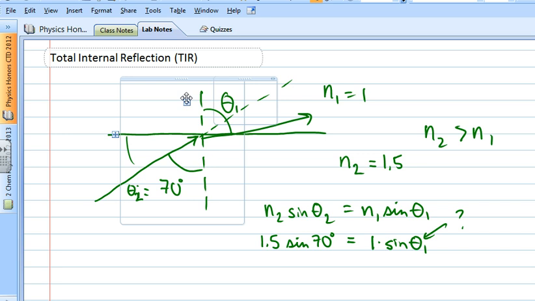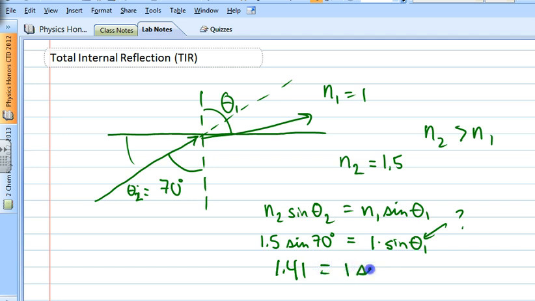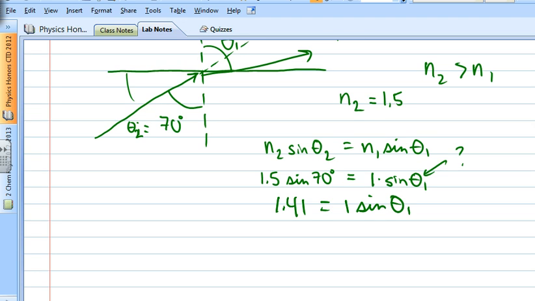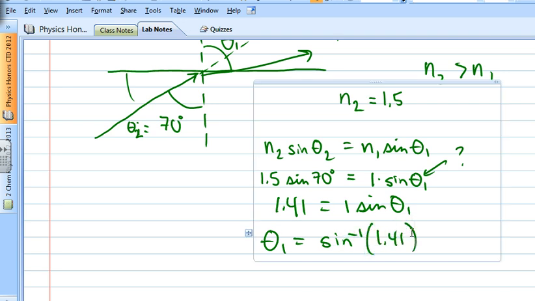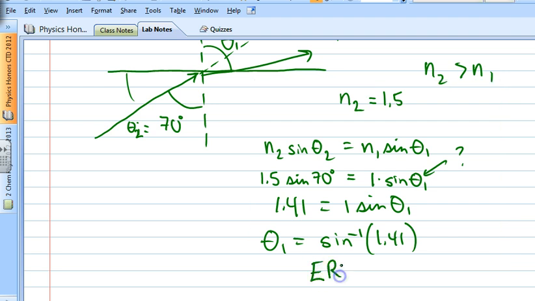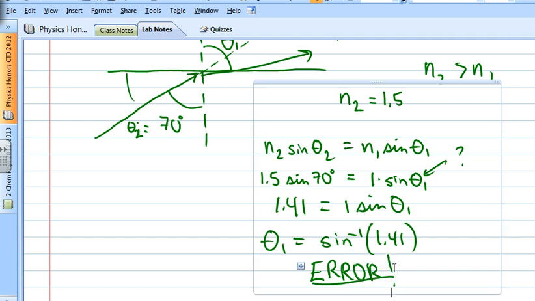So it turns out that if we take 1.5 times the sine of 70, we're going to get 1.41, and that's going to equal 1 times the sine of theta 1. So in order to undo this to get theta 1 by itself, we have to do the inverse sine of 1.41, and when we do that, at least on my calculator, it says error. That's never good. So what's going on?